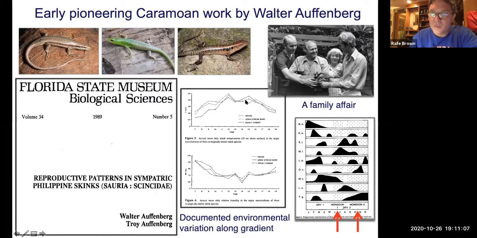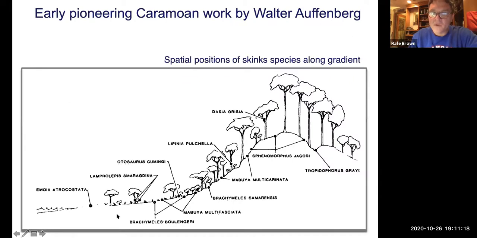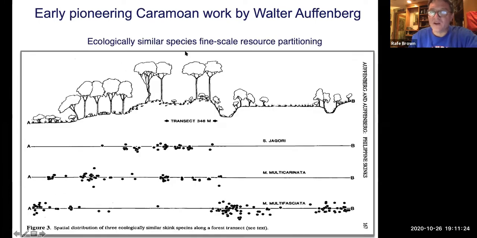And across the Caramoan Peninsula, they quantified environmental and documented elevational variation and atmospheric conditions, including the monsoon seasons. They mapped the presence and the physical position of all these different species and showed where they're most common across this elevational gradient. They did things on fine species that were ecologically similar.